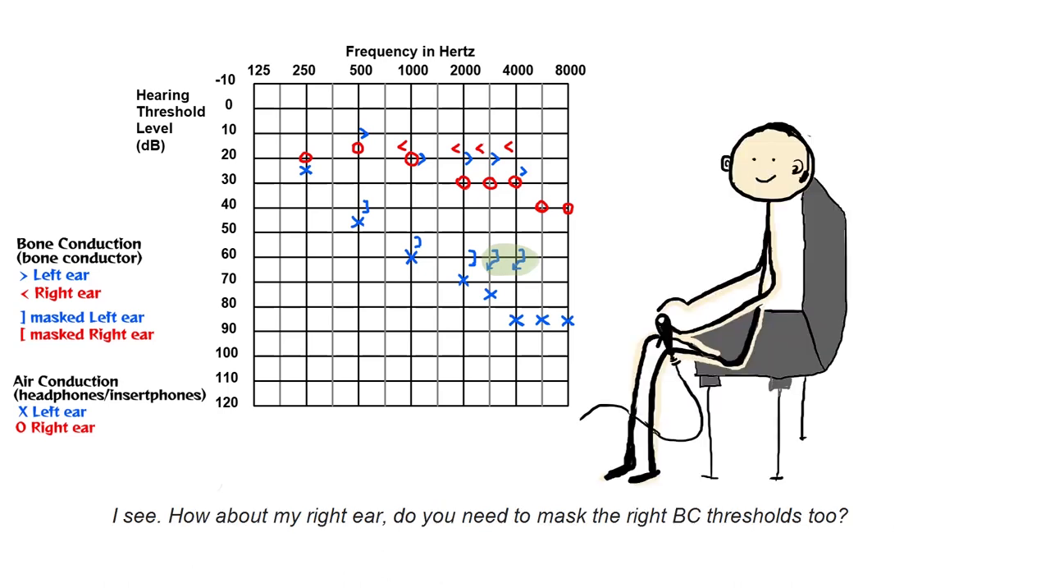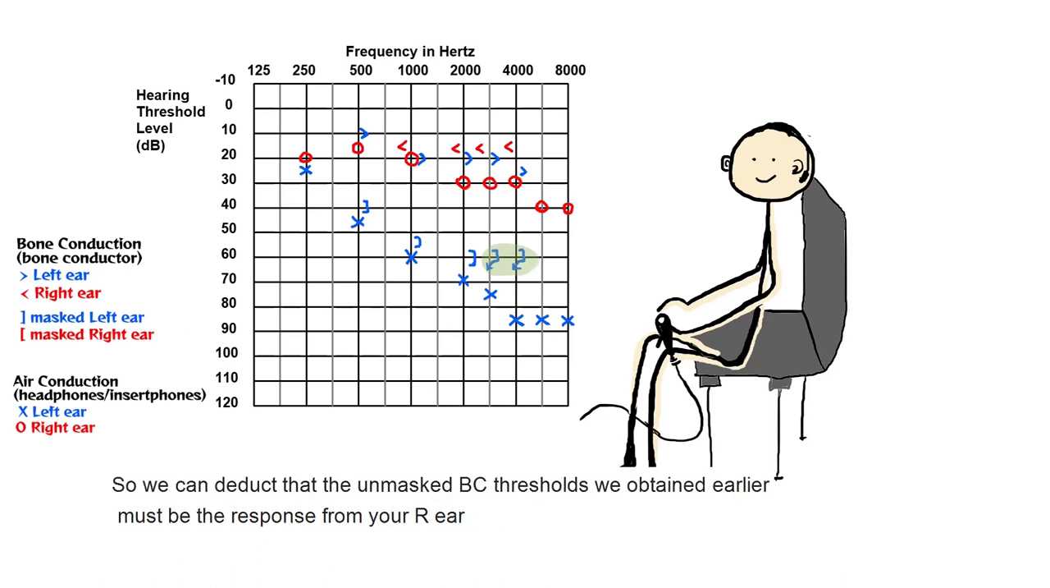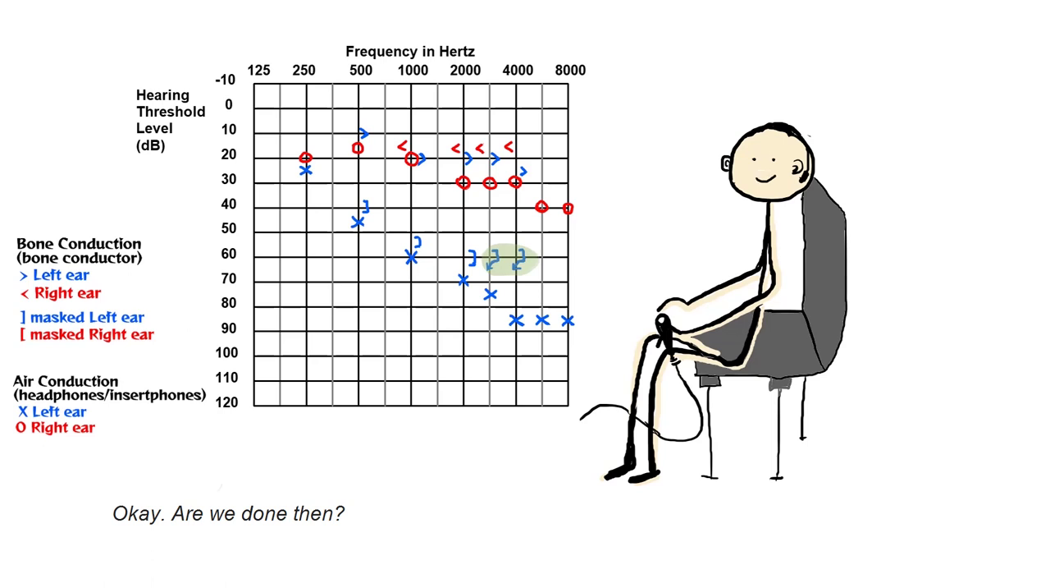I see. How about my right ear? Do you need to mask the right bone conductor thresholds too? No, we found out the true BC thresholds of your left ear, so we can deduce that the unmasked BC thresholds we obtained earlier must be the response from your right ear. Okay. Are we done then?